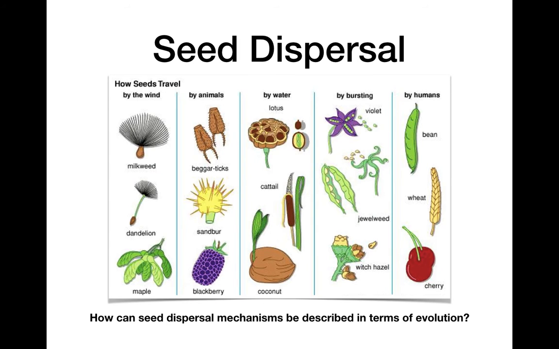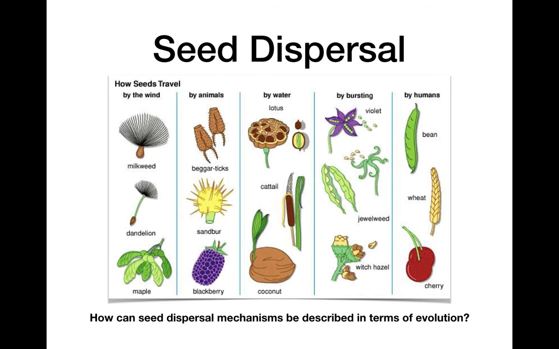Okay, here are some different seed dispersal methods. So we have seeds dispersed by wind, like milkweed, dandelions, and maples. These all disperse in the wind. They have structures to help them stay in the wind longer when they start to fall off the plant. Animals, we have ticks, sandburs, blackjacks. They'll stick to the fur of animals or the clothing of humans.